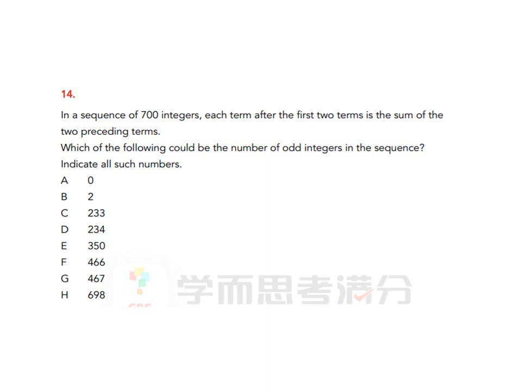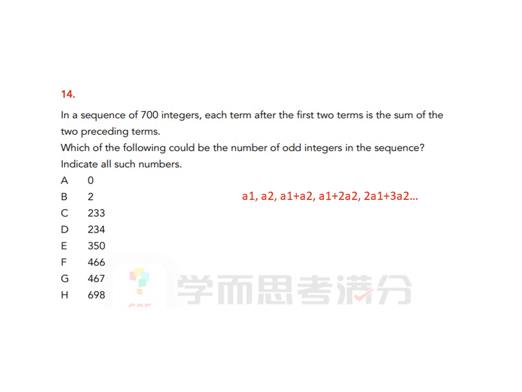In a sequence of 700 integers, each term after the first two terms is the sum of the two preceding terms. Suppose the first term is A1 and the second term is A2, then the third term will be A1 plus A2, and in this way the sequence will go on. So the question is, which of the following would be the number of odd integers in the sequence? We need to find the number of odd integers. Indicate all such numbers.